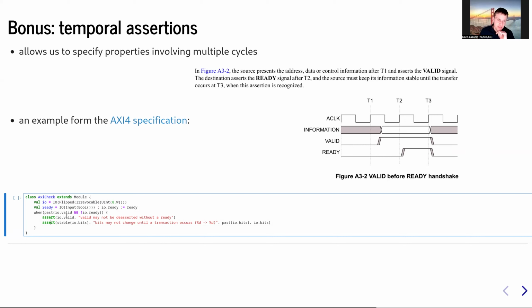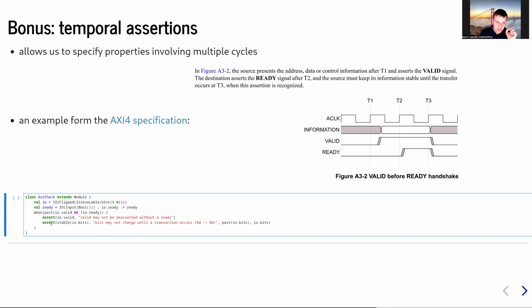So we can express it as a temporal property here, saying if in the previous cycle valid was true and ready was false, then valid should stay true, right? Because you can only go from 1 to 0 on the valid signal if ready was true. The other thing it says is that if the ready signal is not 1 yet, you're not allowed to change the information that's on the wire.